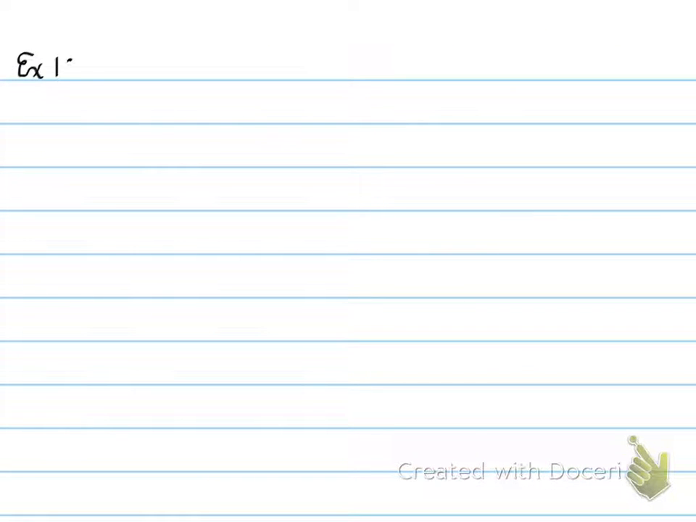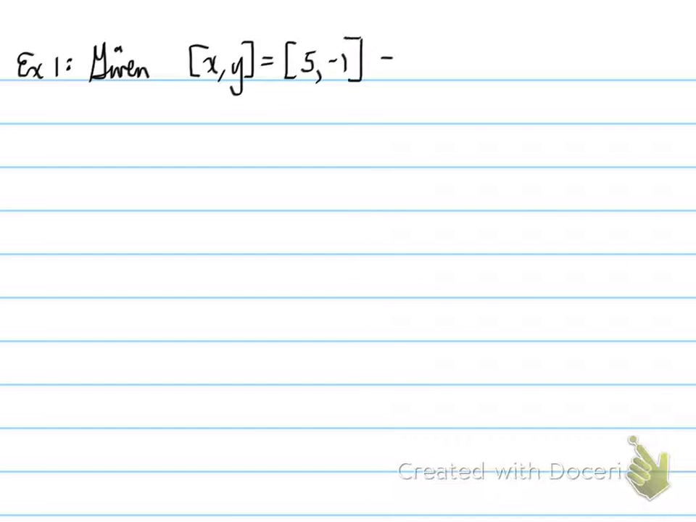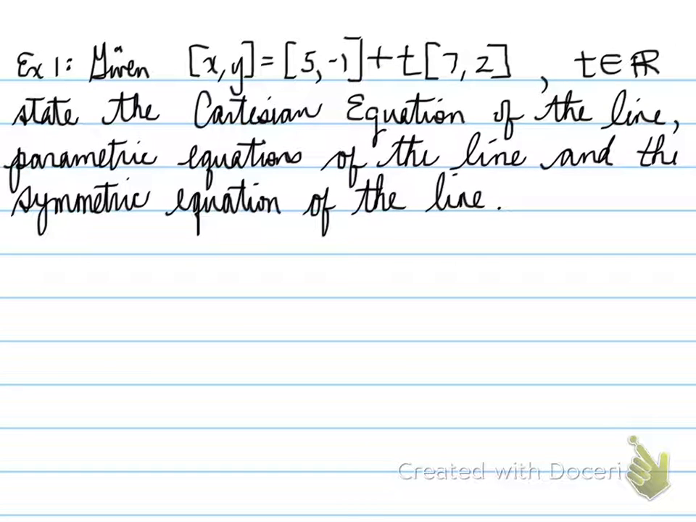So now, we're going to look at an example. Given the vector form of an equation, what you have to do is state the Cartesian equation of that line, the parametric equation of the line, and the symmetric equation of the line. So we're going to go through different forms. The easiest one is the parametric from the vector form. To make the parametric equation, we just isolate for the individual variables. So x equals 5 plus 7t. y equals -1 plus 2t.